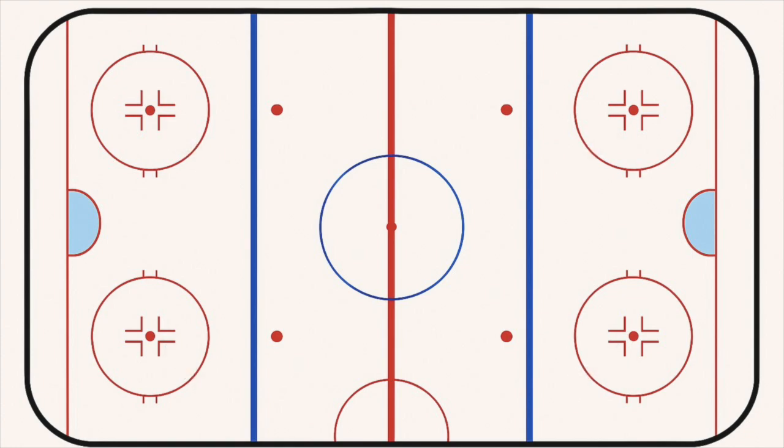Each of these lines and markings has a specific purpose. They control where players can go, when play stops, and how the game flows. Once you know what they mean, you'll start predicting calls before the whistle even blows.